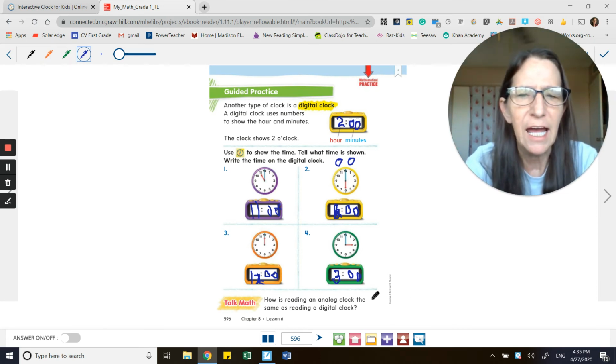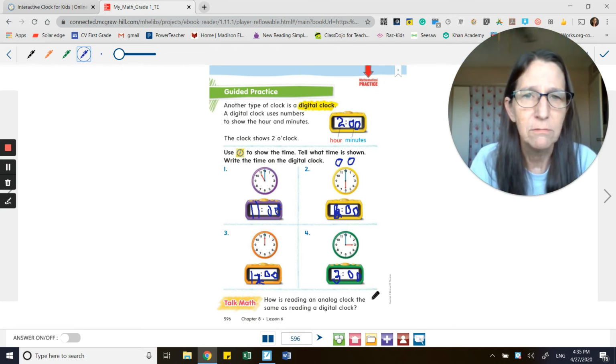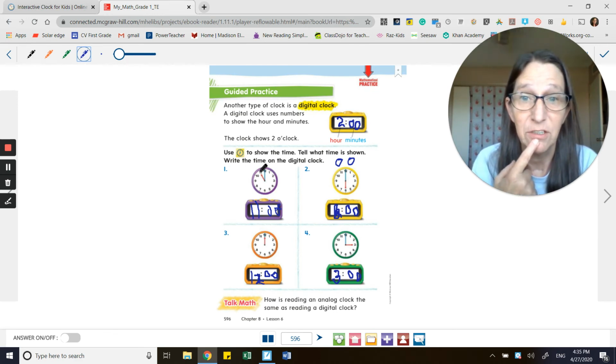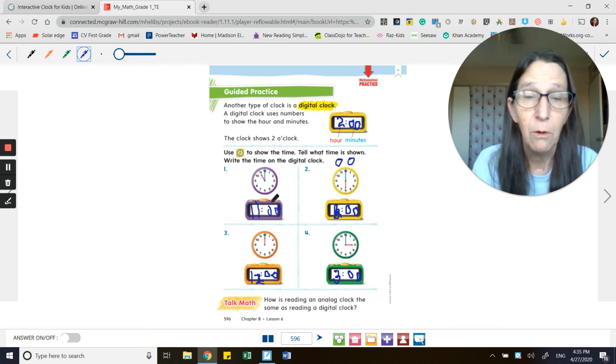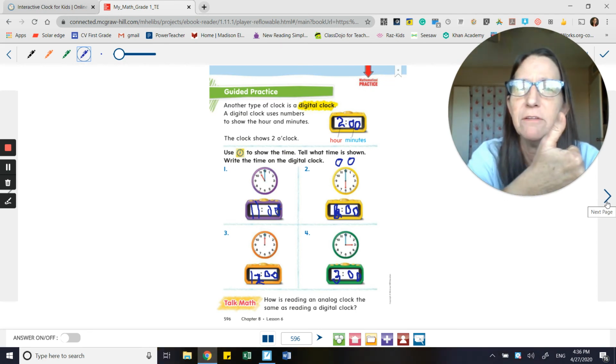So how is reading an analog clock, that's the one with the hands, the same as reading a digital clock? Think about it. When I read my analog clock, what do I look at first? The hour hand, right? That's what I look at, and that's what I say first. It is 11 o'clock. When I look at my digital clock, what number do I see first? The hour, 11 o'clock. That's how they're the same, okay? So what do you think? Pretty easy? You think you got this? Give me a thumbs up if you got this.